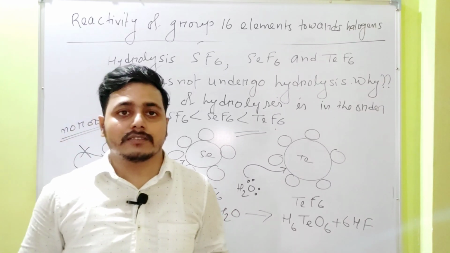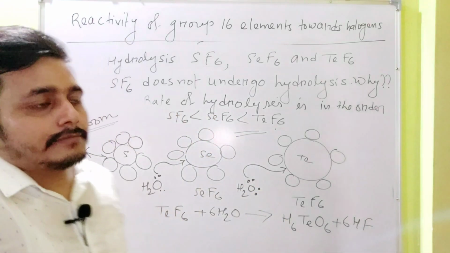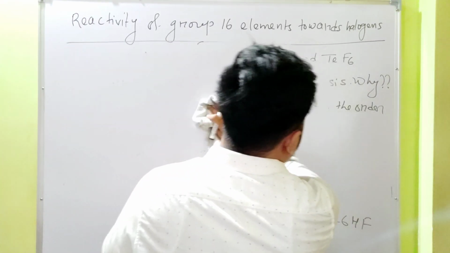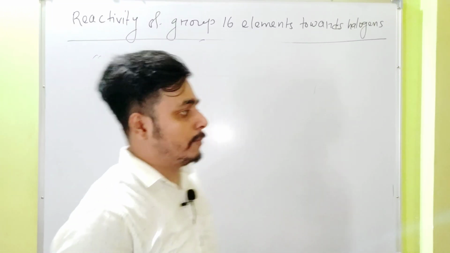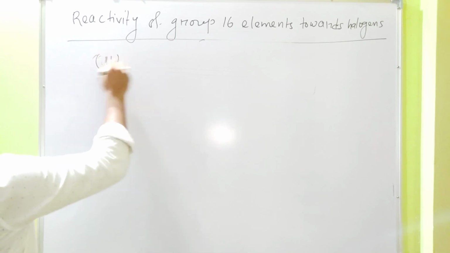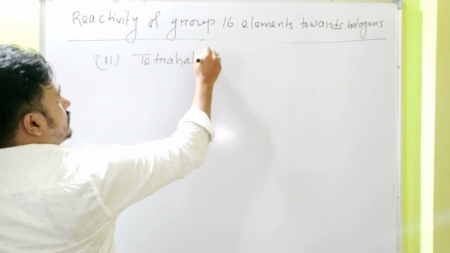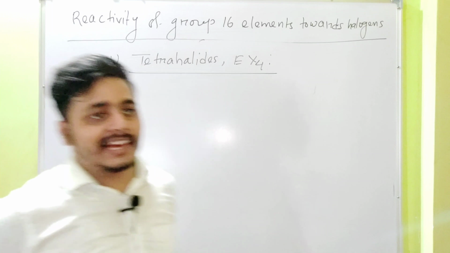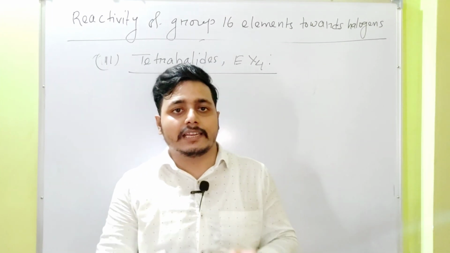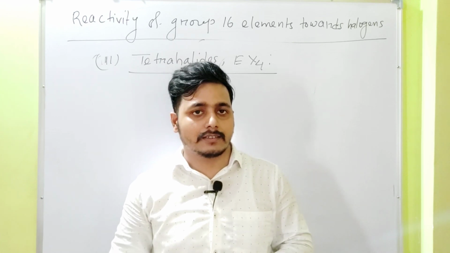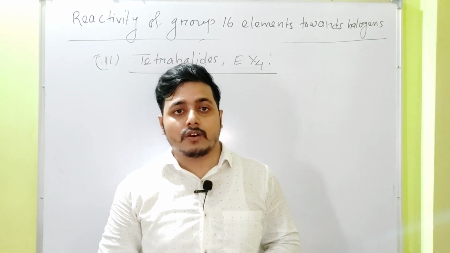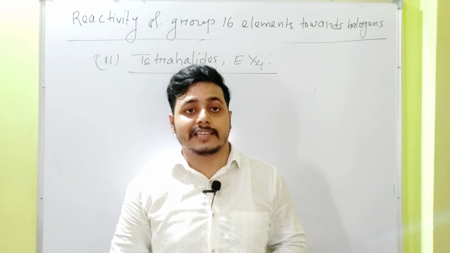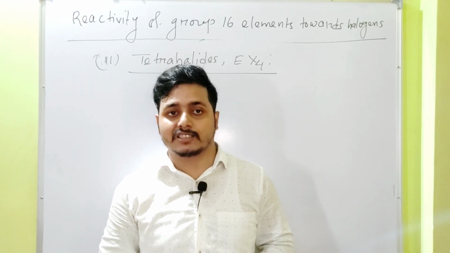Next we discuss tetrahalides. Now I discuss number 2, tetrahalides, EX4. Except oxygen, all the group 16 elements form tetrahalides. Now you must be thinking that oxygen has the ability to form 4 bonds. Then why do tetrahalides of oxygen not exist?